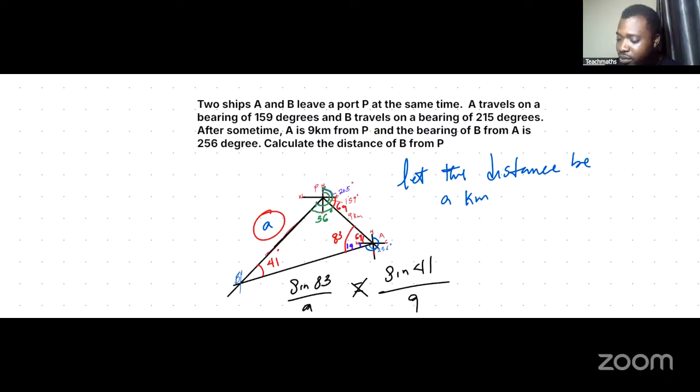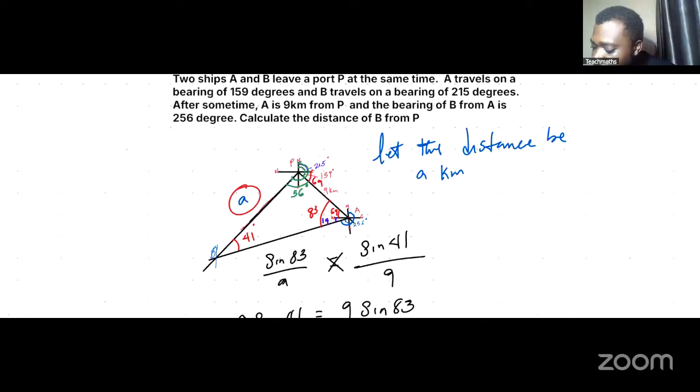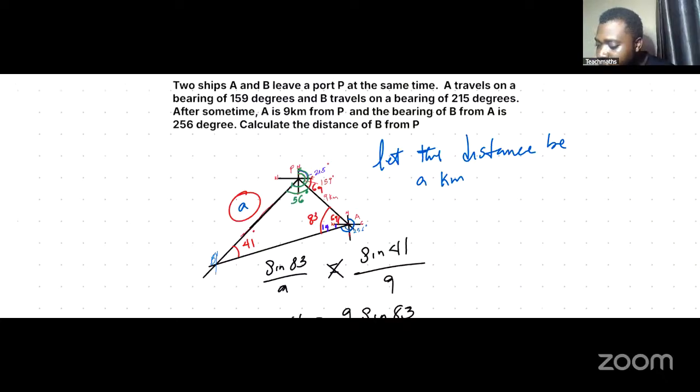Sine 41 is 0.6561. So this is 9 times 0.9925, and then divided by 0.6561. Please confirm the answer. I have 13.61 kilometers. Confirm that that answer is correct. So with this, we've been able to find the distance of B from P.